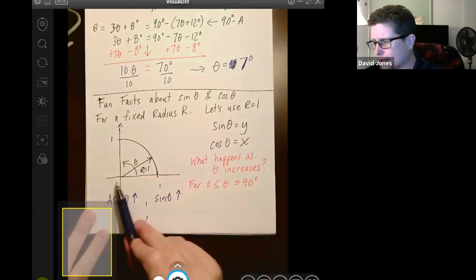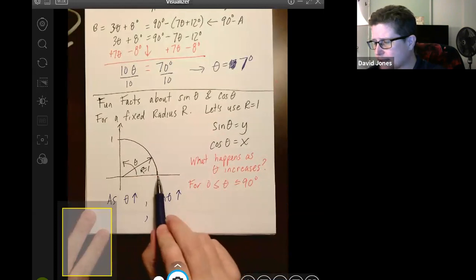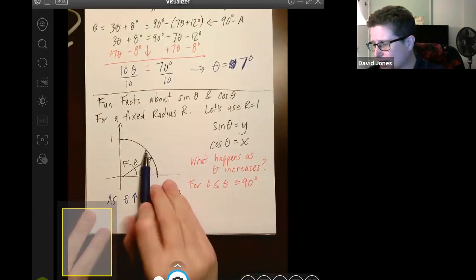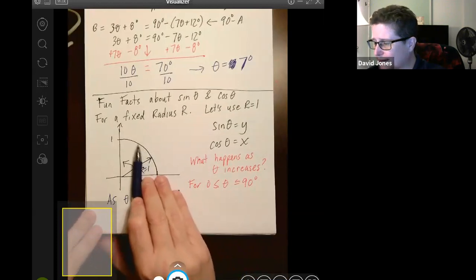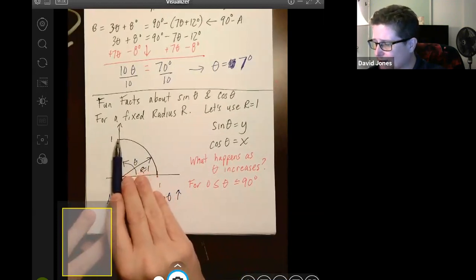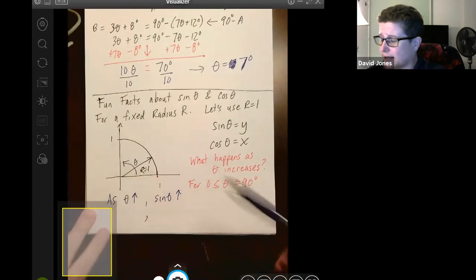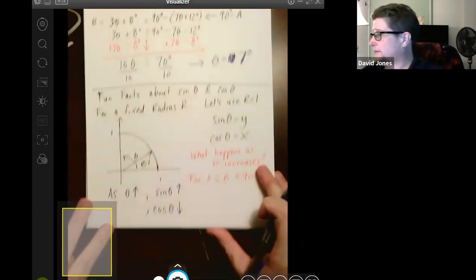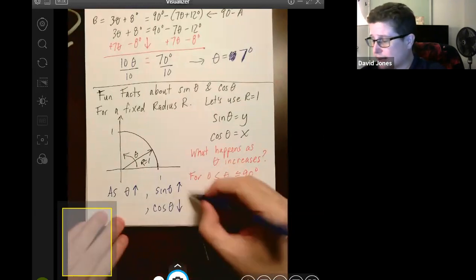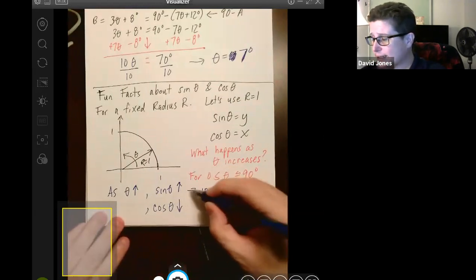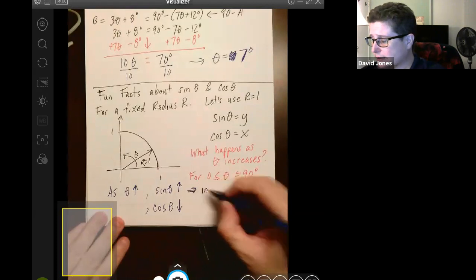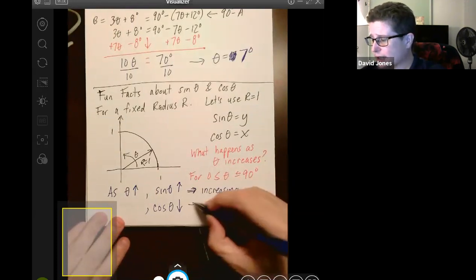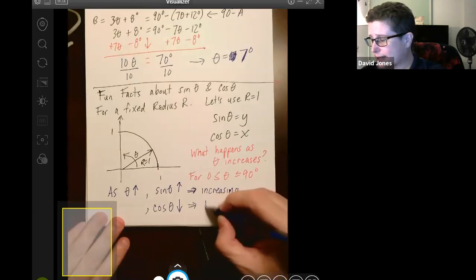What's happening with cosine? Cosine is x. It starts as 1. And as we go up, the x value is going left, left, left, left, left until it gets to 0 when it's 90 degrees. Cosine theta goes down. Okay, so sine theta is increasing from 0 to 90, and cosine theta is decreasing.